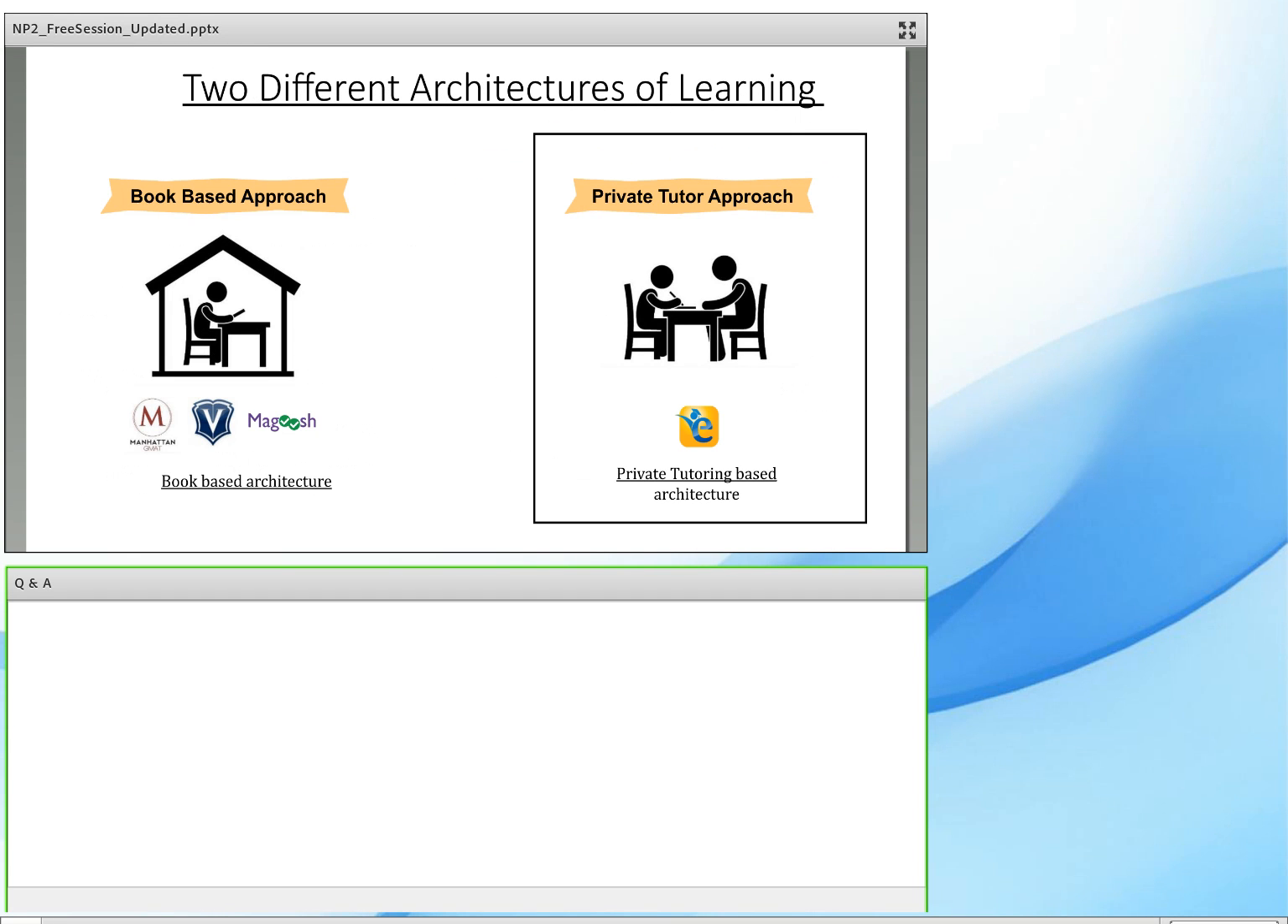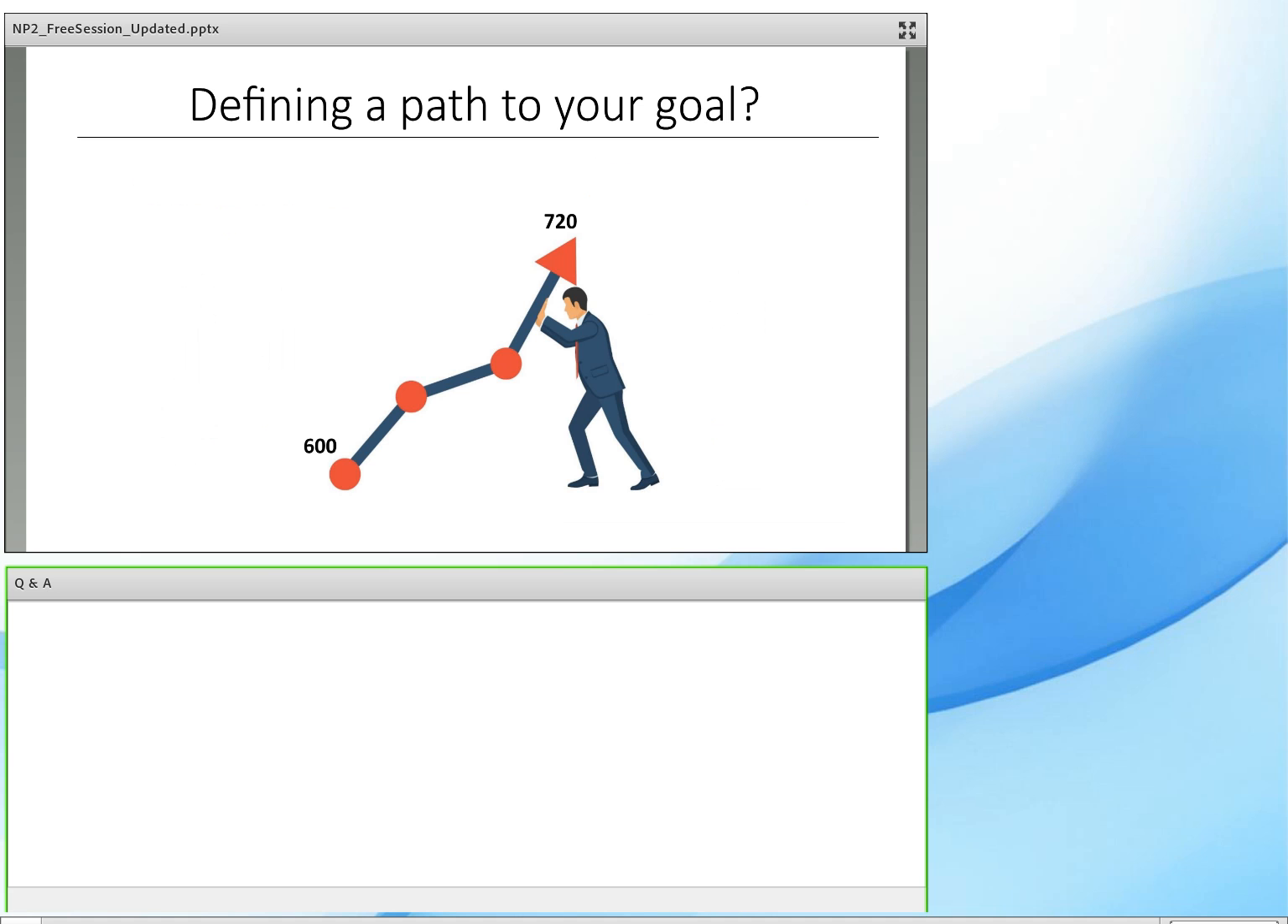So let's see, why do we say that e-GMAT is built around this private tutoring-based architecture, whereas most of the other courses, even though they're audiovisual, are built around this book-based approach? We'll start with creating a study plan, and we're going to take a use case where we go from a score of 600 to a score of 720. Now, how do you go about doing that?